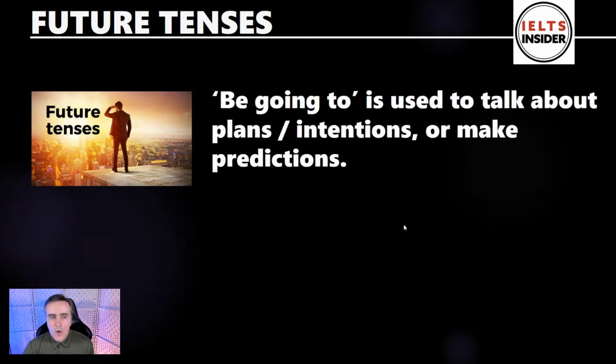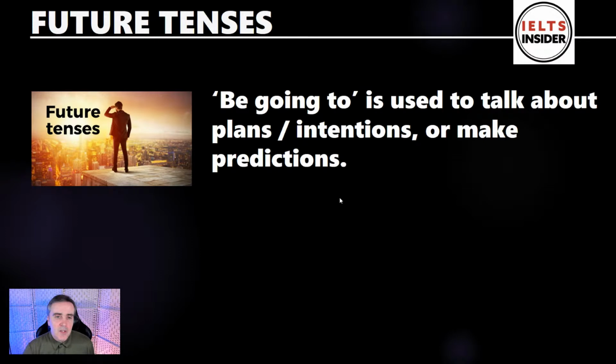And the final common way to talk about the future with regards to grammar is using be going to. And this is used to talk about plans or intentions. And it can also be used to make predictions. Now, these predictions are usually based on some evidence. We can see something, so this is going to happen.